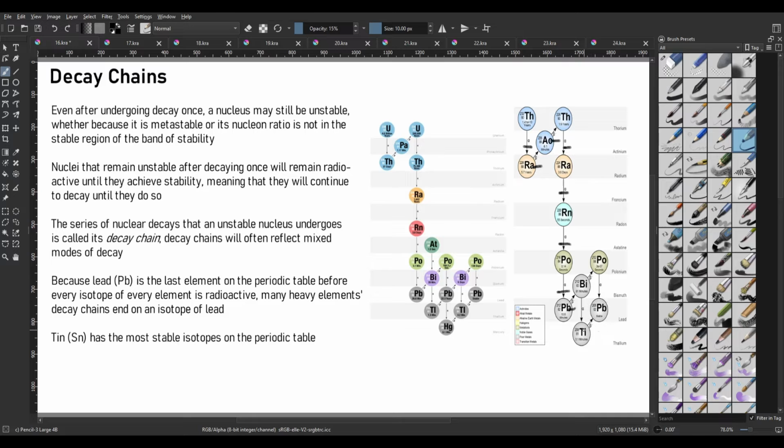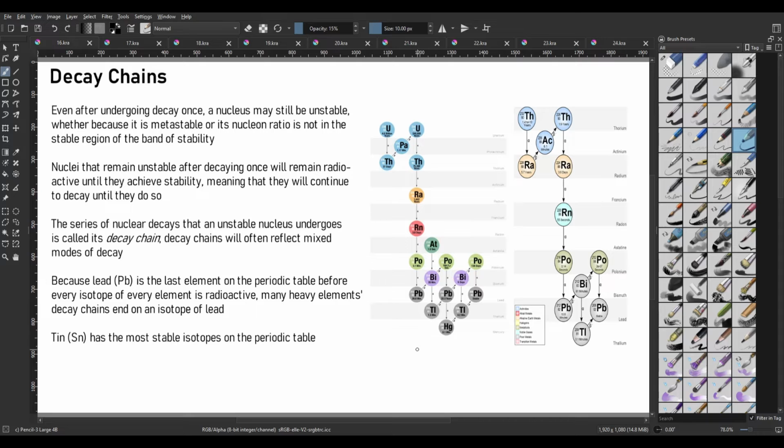Most decay chains are either beta minus or alpha decay. Sometimes you'll get some metastability, gamma emissions in there, maybe even some electron captures. Those are going to be rare. Most decay chains are going to be alpha and beta minus decay. And they're not just one or the other. They're going to be dispersed through there with multiple modes. And because lead, remember lead is Pb, lead is going to be number 82 on the periodic table, is the last element before every isotope of every element past it is intrinsically radioactive.